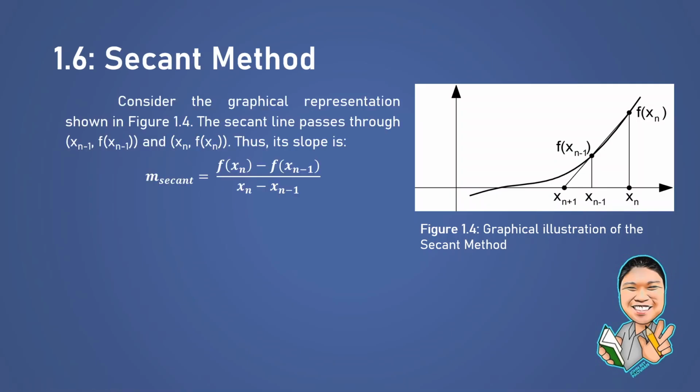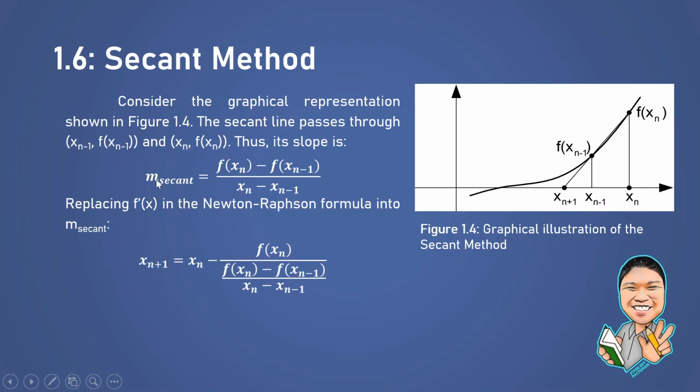According dito, consider the graphical illustration. So, the second line passes through x sub n minus 1, f of x sub n minus 1, and x sub n, f of x sub n. So, syempre, para mahanap nyo yung slope ng second line, ang gagawin nyo lang is using the formula. So, y sub 2 minus y sub 1 all over x sub 2 minus x sub 1. Okay? So, ito na yung formula natin.